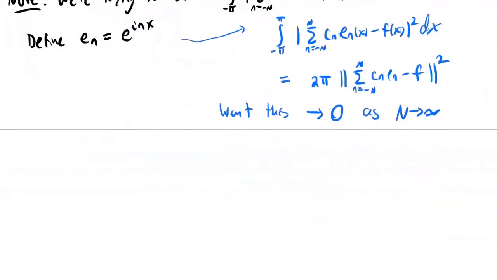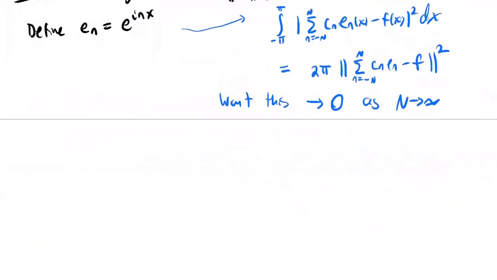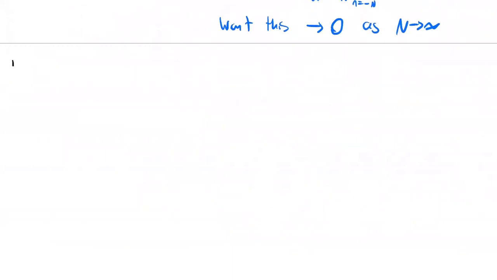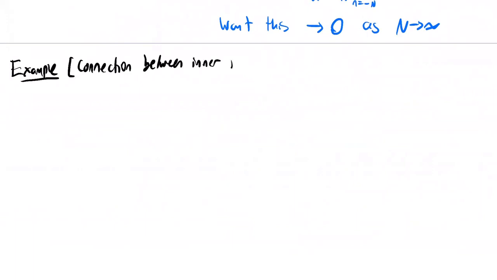And so maybe one more quick example which relates this to Fourier series. What I want to illustrate in this example is the connection between inner products and orthogonality for Fourier series.